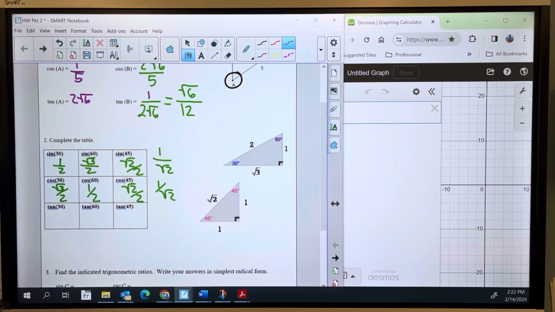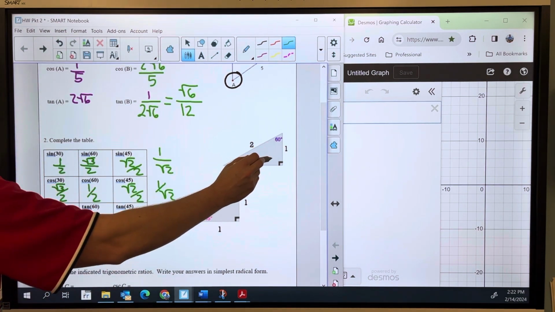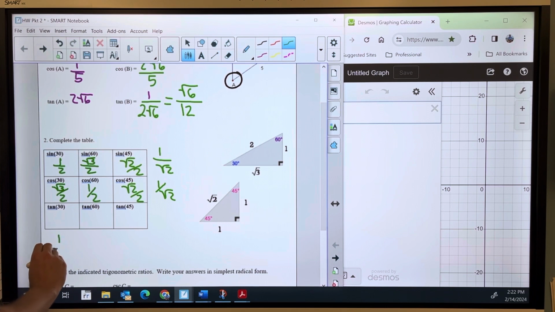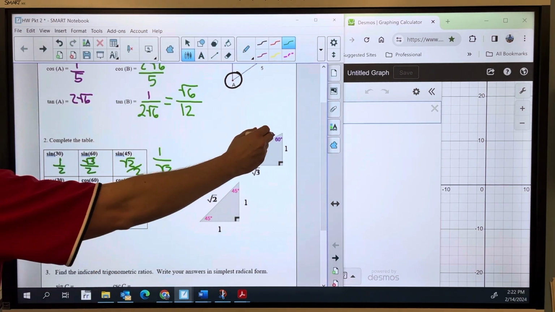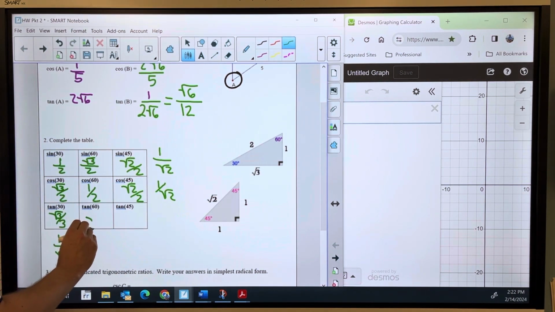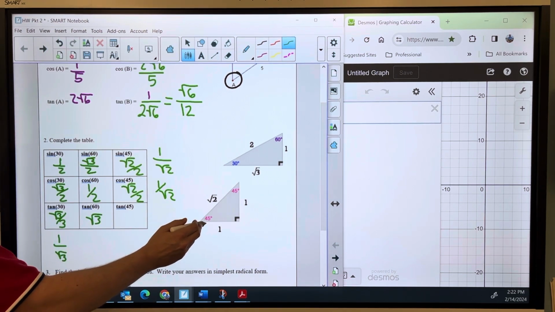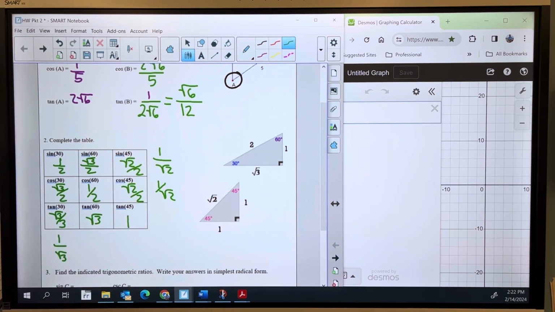Then finally tangent. Tangent, opposite over adjacent, 1 over square root of 3. We want to rationalize that denominator. We're going to multiply by the square root of 3 over square root of 3. So we end up with root 3 over 3. Tan of 60. Opposite over adjacent is just square root of 3 divided by 1, or just square root of 3. And tangent of 45, opposite over adjacent, 1.